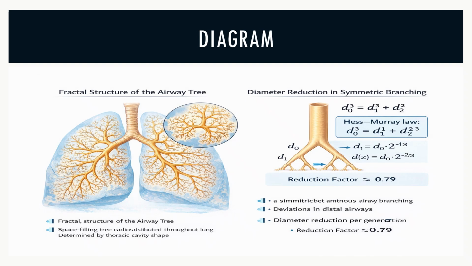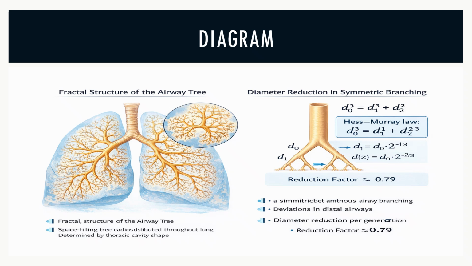First diagram shows fractal structure of airway tree. This image illustrates fractal space-filling design of branching airway tree. The same branching pattern is repeated at multiple scales, allowing the airways to distribute uniformly throughout the lung volume. A fractal dimension close to 3 explains how airway tree efficiently fills three-dimensional thoracic space while maintaining structural order.